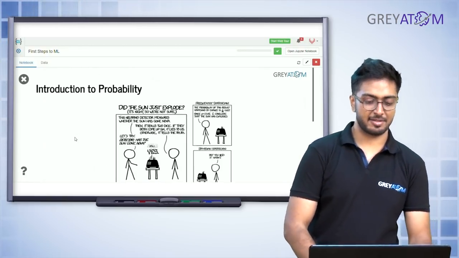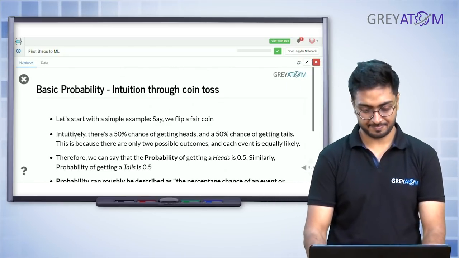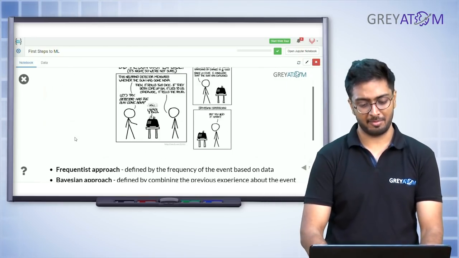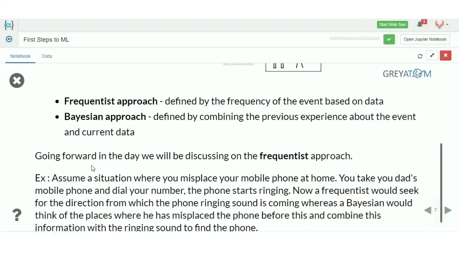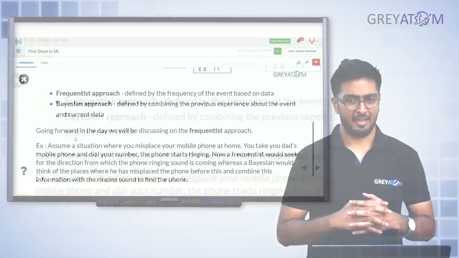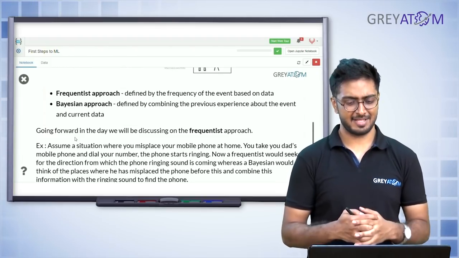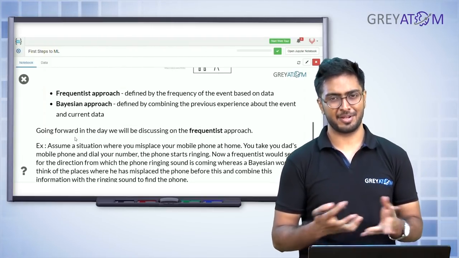So now let's introduce ourselves to the concepts of probability. There are two basic approaches in considering probability. The first one is the frequentist approach. It is defined by the frequency of the event based on the data. Sounds obvious, right? You would obviously define your frequency based on the frequency of data.